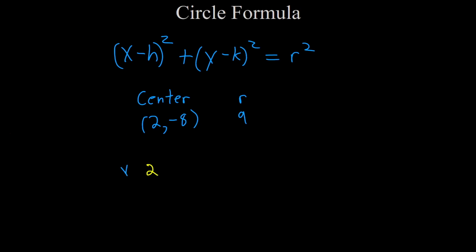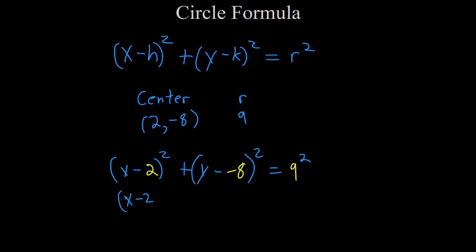So we will have (x - 2)^2 + (y - (-8))^2, because our y value has shifted to -8, is equal to our radius of 9 squared. So simplifying this out, this will remain the same.